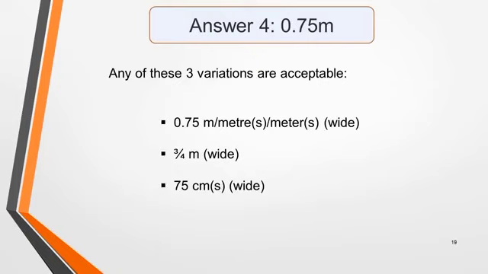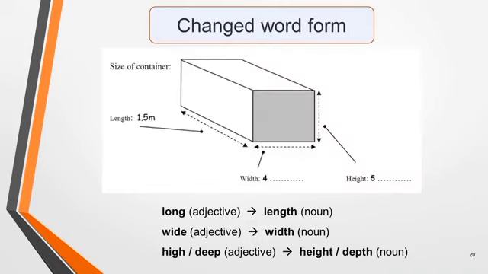Answer 4 is 0.75 metres, but any of these three variations are acceptable: 0.75 metres, 3/4 of a metre or 75 centimetres. They've tried to catch you out by changing the forms of key words for this answer and the next one, from the adjective form to the noun form. Long has been used instead of length. Wide has been used instead of width. High and deep have been used instead of height and depth.